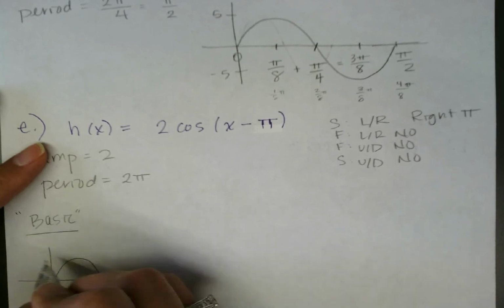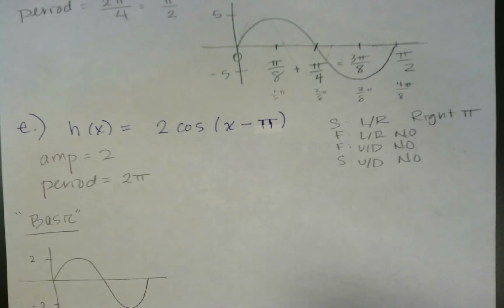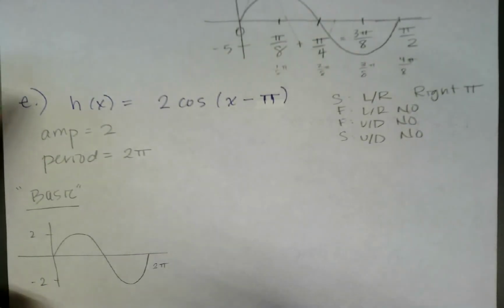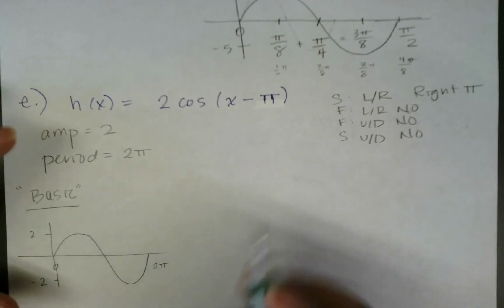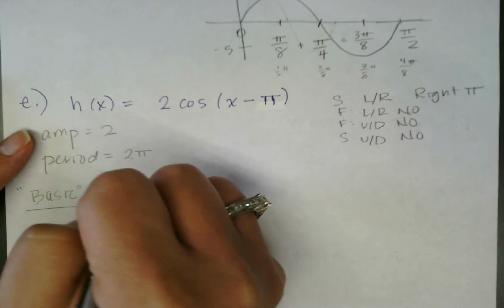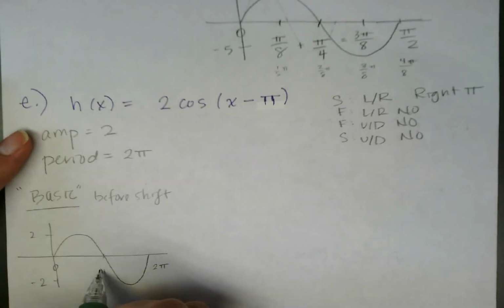Your period is still the same, but you can throw in your new amp. It's 2 and negative 2. Doesn't matter. Okay, it's fine. And you get your 2 pi is your basic period, before the shift. Then you have pi, pi over 2, 3 pi over 2. You got to get all those points.